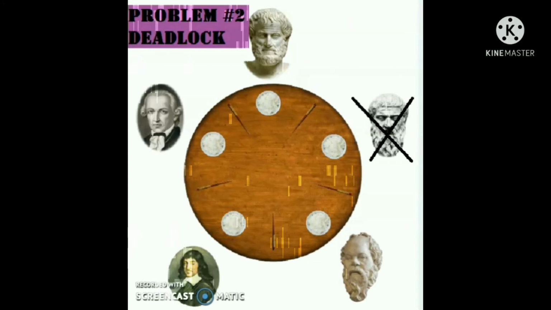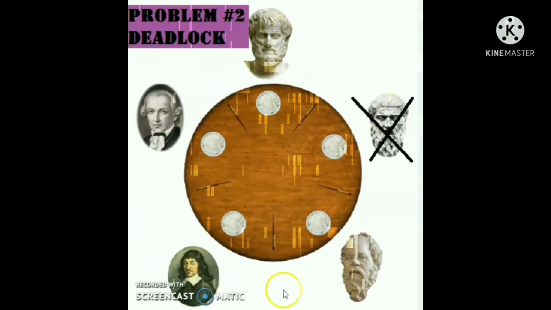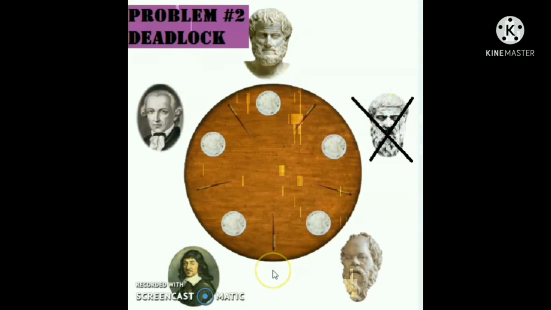The second problem is deadlock. Deadlock is a state where one philosopher is waiting for the other philosophers to complete eating, and the other philosophers in turn are waiting for the first one to complete eating, in an unending cycle.